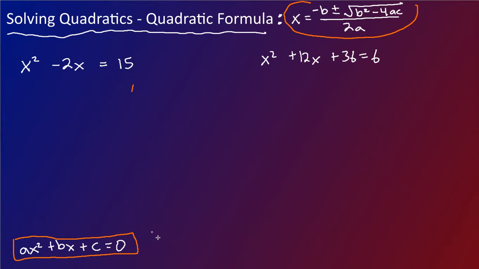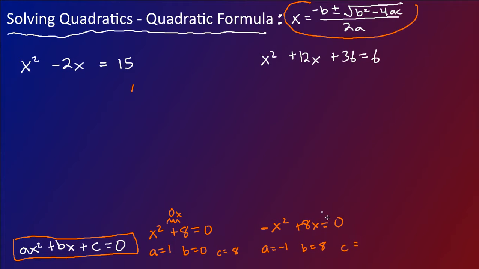So, if I had something like this, well, a is 1, and we might say b is 8, but no, there is no x term, so it's like I have 0x there. So b is actually 0, and c is 8. And if I had something like this, now I would say a is negative 1, b is 8, but c, because there's no constant term, is assumed to be a 0. Now, if a number isn't written in front of x squared, I don't assume it's a 0, I assume it's a 1.